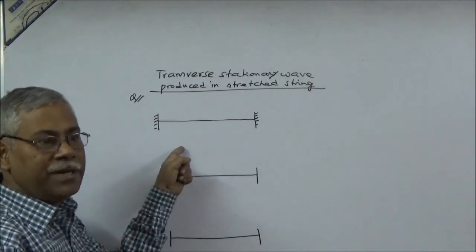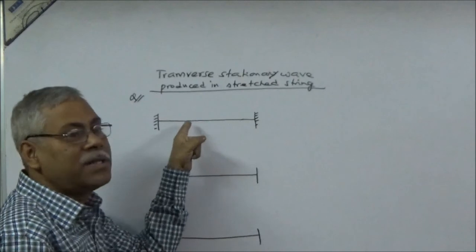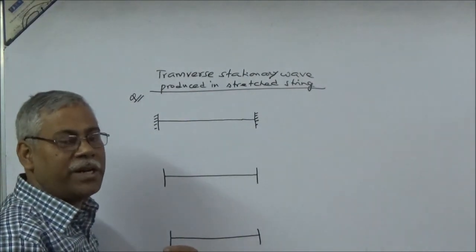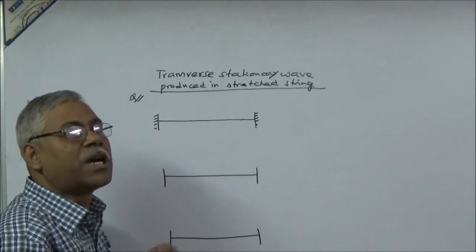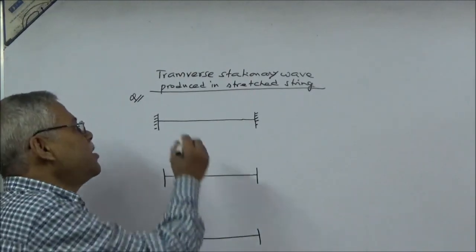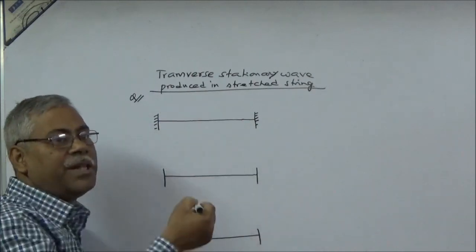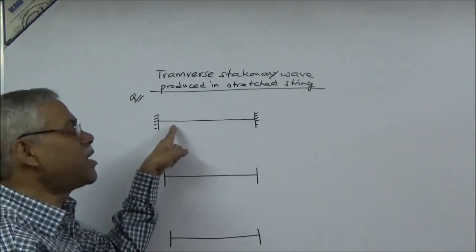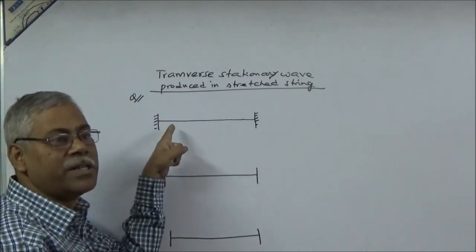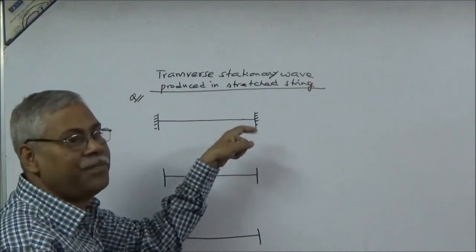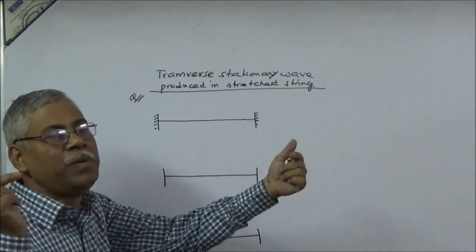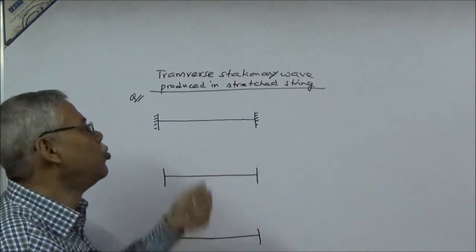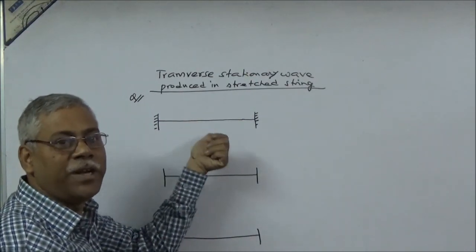This is a straight string. You will pluck the string at some point. A wave will be generated, a transverse progressive wave, because particles of the string will vibrate perpendicular to the direction of propagation. It will travel in both directions. They will be reflected, then the incident wave and reflected wave will superpose to produce a stationary wave in the string.